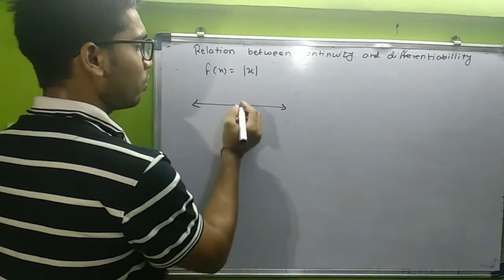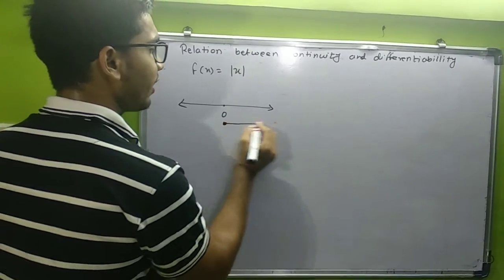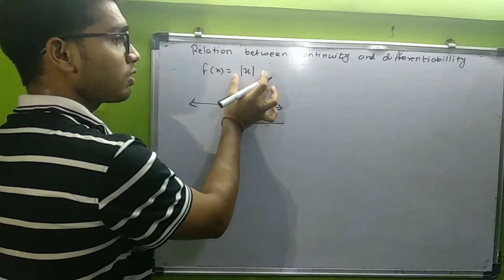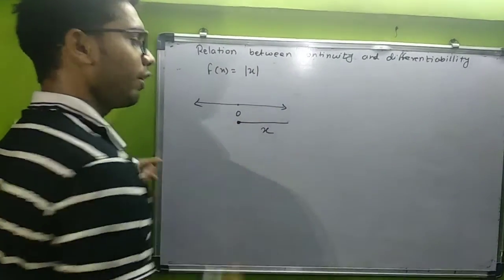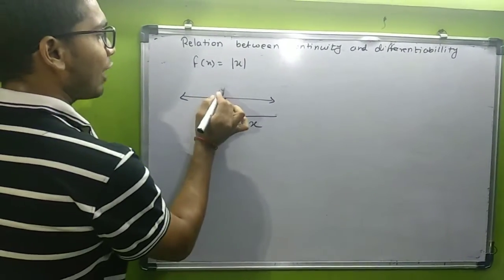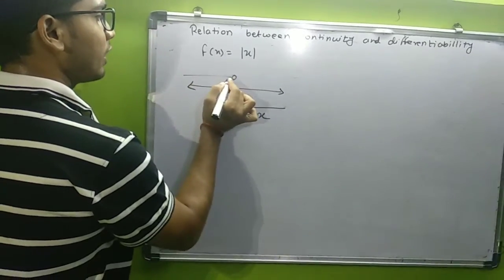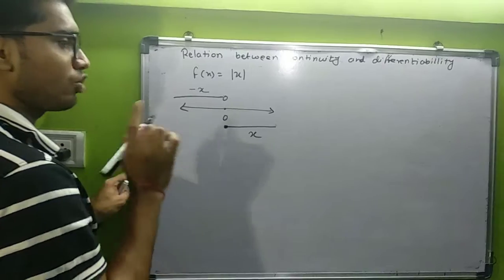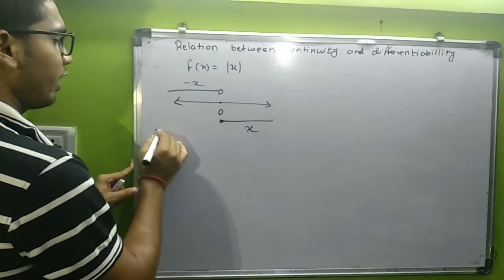When the value of x is 0 or greater than 0, this is going to be in the positive region, so the modulus function is going to remain as it is. But when the value of x is less than 0, then this mod is going to open with the negative sign. So now let's check the continuity at the point x equal to 0.